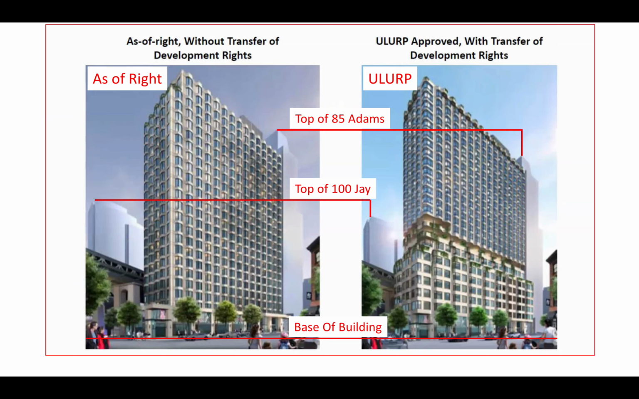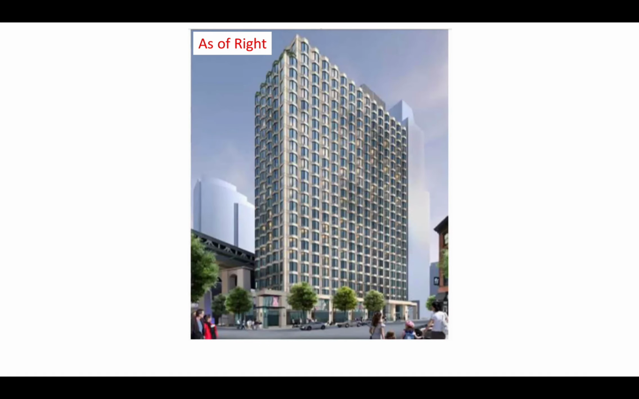However, in the two images, the as-of-right and the ULURP, the size of these background buildings is not the same. As we can see here, even though the base of the development is at the same height, the top of the 100J and 85 Adams buildings is not at the same height. And this is a huge red flag that these two renderings are from a different perspective and zoom. Ultimately, this means that this side-by-side is an apples to oranges comparison of the building sizes.